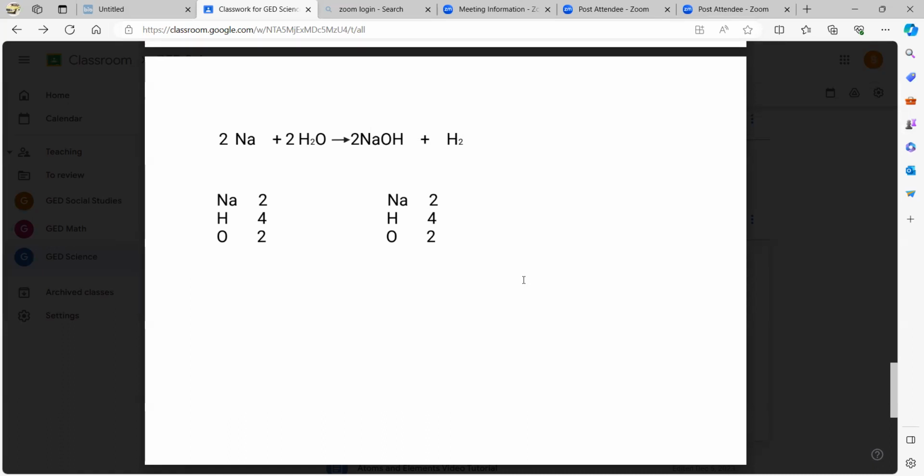Okay, so that covers everything for balancing chemical equations. I would definitely make sure that you understand how to balance chemical equations before you try taking the GED science exam. There are practice problems, worksheets, quizzes in the chemistry and matter part in your Google Classroom as part of my GED online science course. So I would definitely do some of those practice problems.